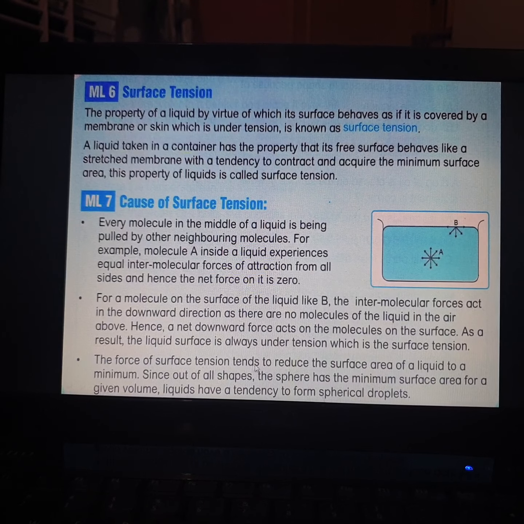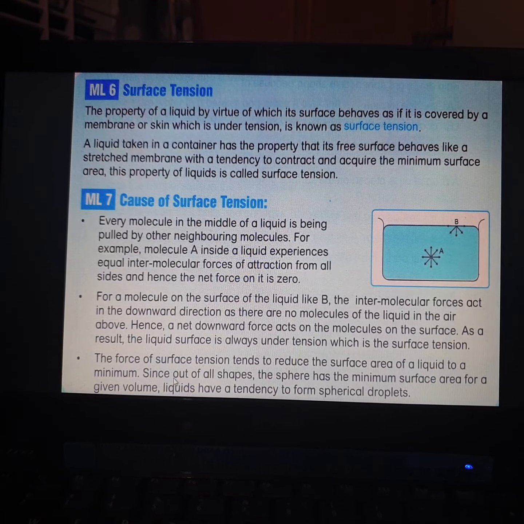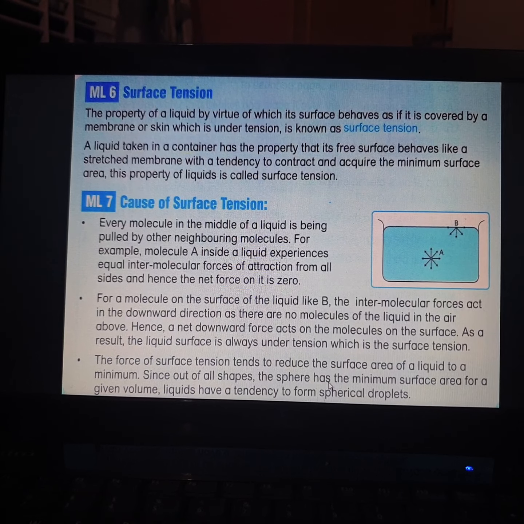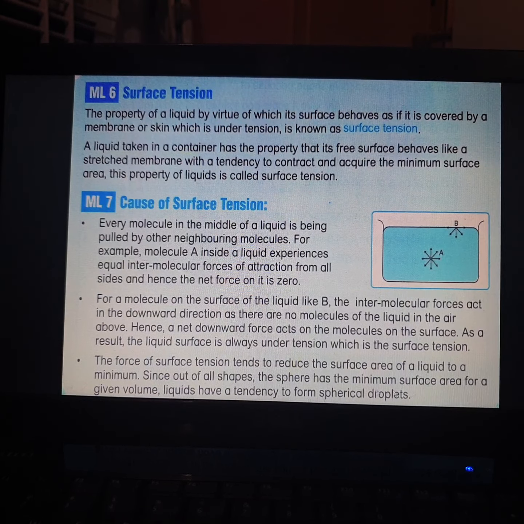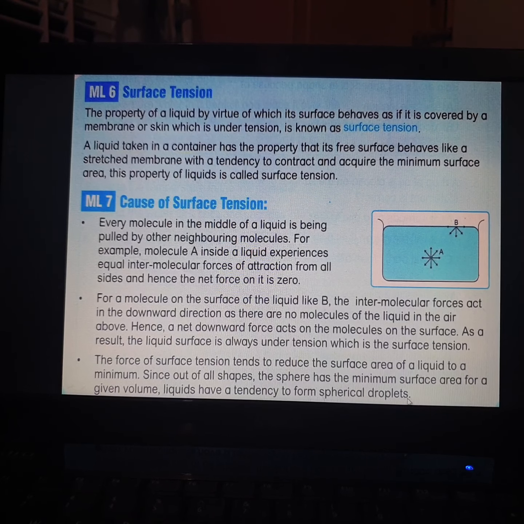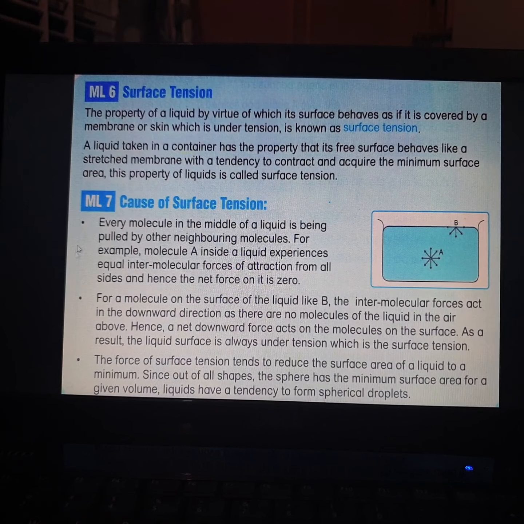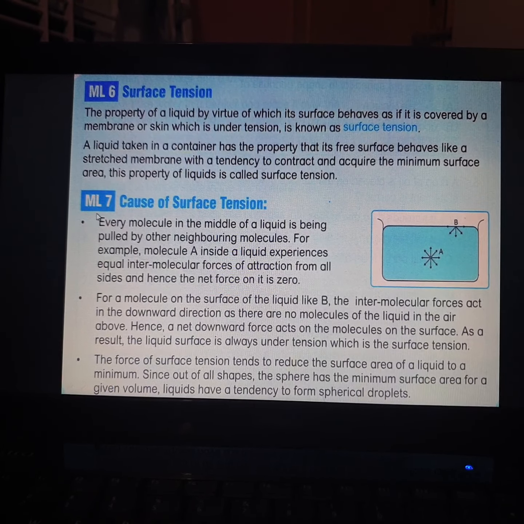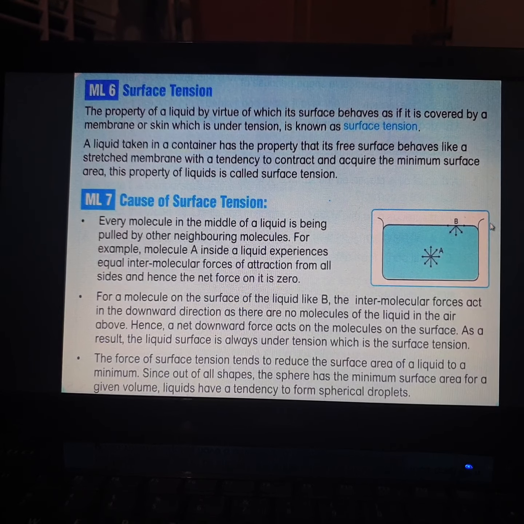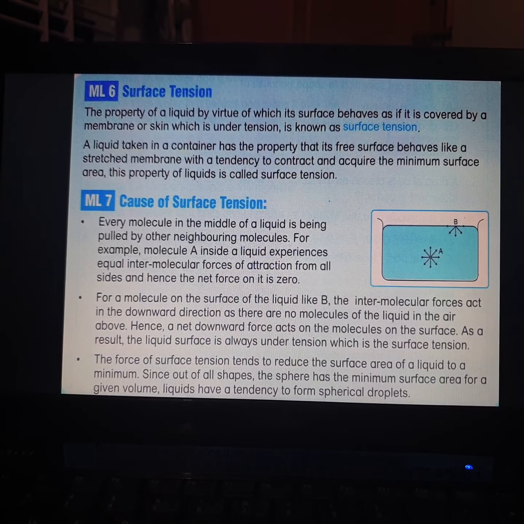The force of surface tension tends to reduce the surface area of a liquid to a minimum. Since out of all the shapes, the sphere has the minimum surface area for a given volume, liquids have a tendency to form spherical droplets. We shall study this in detail in higher classes. For now, you can know what exactly surface tension is.